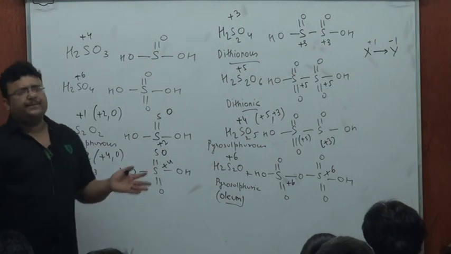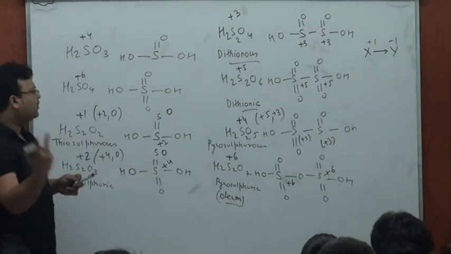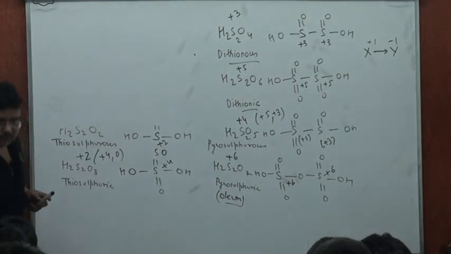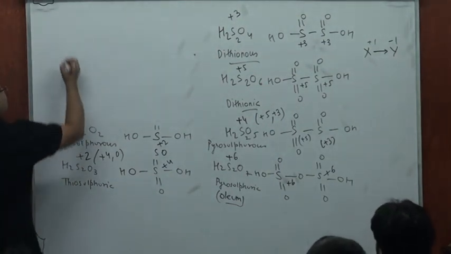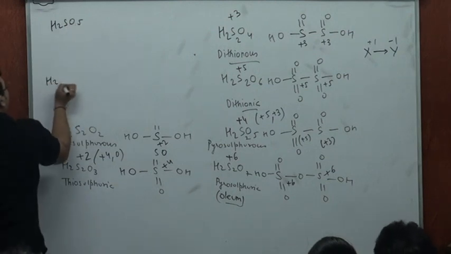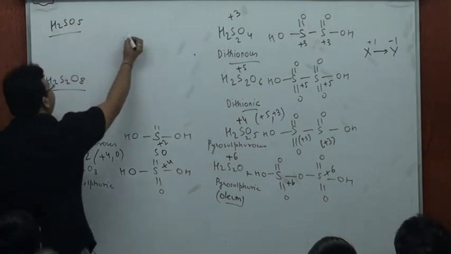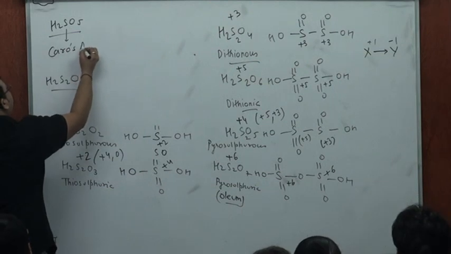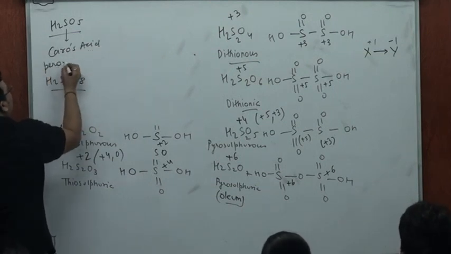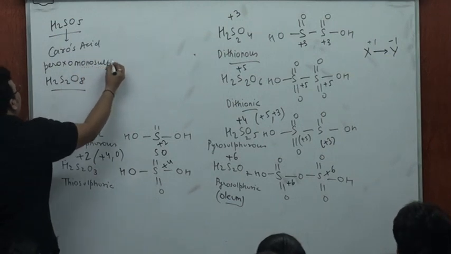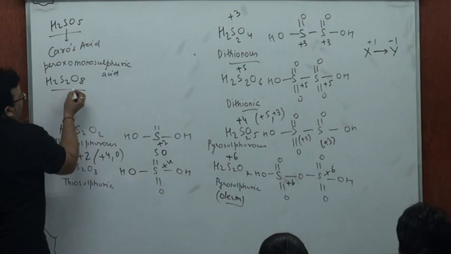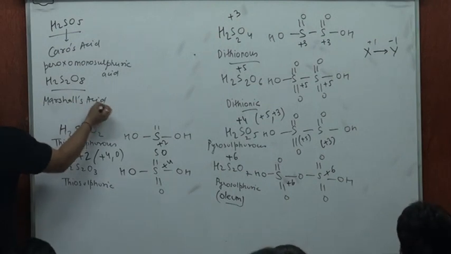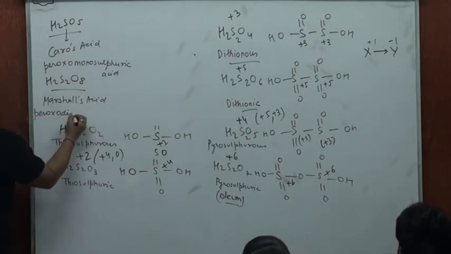So let's move on and complete the structure of the two formulae I gave you. Other than this, H2SO5 and H2S2O8. But again, we have kind of seen these structures before. What is the common name of this acid? Caro's acid. Caro's acid, chemically also called peroxo monosulfuric acid. What is the common name of H2S2O8? Marshall's acid. And again, chemically peroxo disulfuric acid.